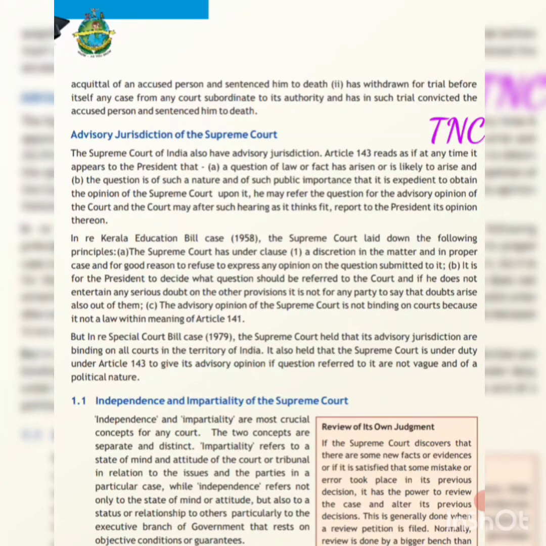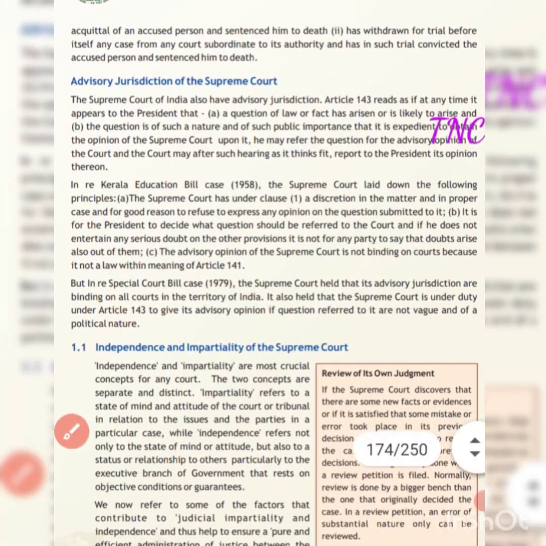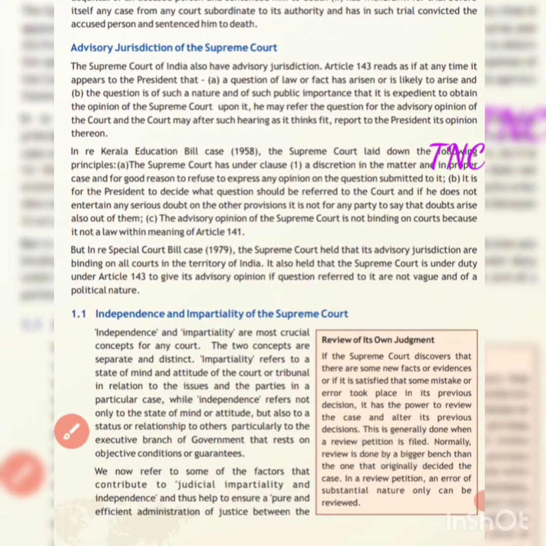The advisory opinion of the Supreme Court is not binding on courts because it is not a law within the meaning of Article 141. So remember this thing, it is just an advice. You may or may not act according to the advice which is given to you by people, right? So any advice which the Supreme Court gives by its advisory jurisdiction is not binding on the courts. It won't be binding. If you wish, you can apply it. If you don't, then leave it.